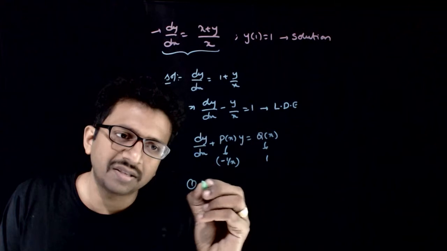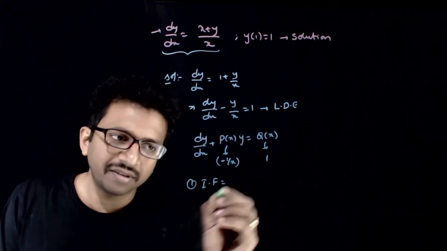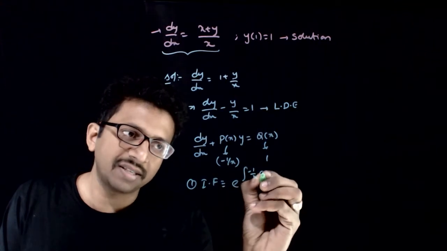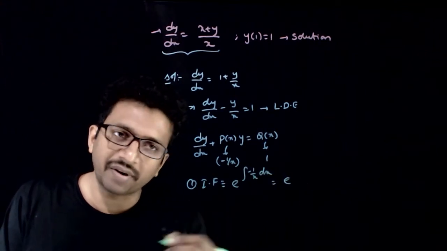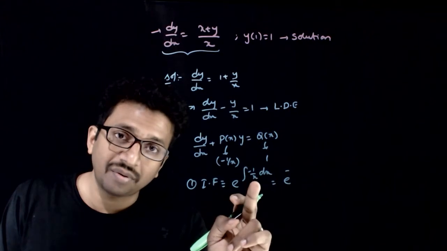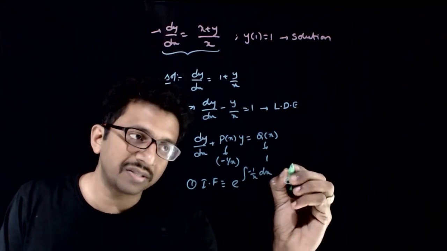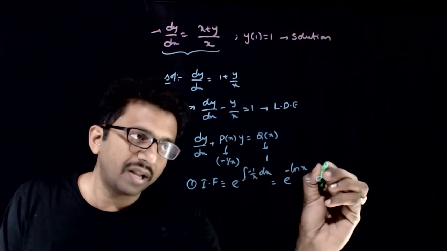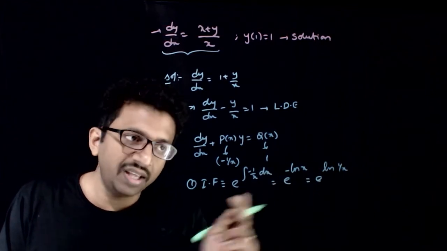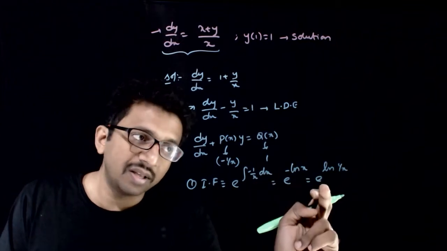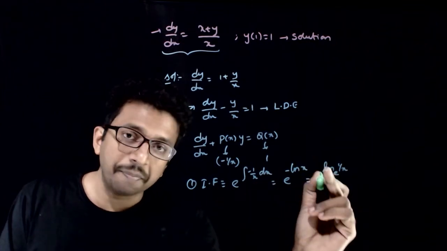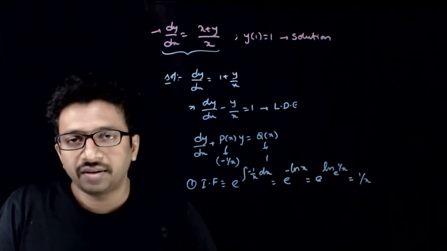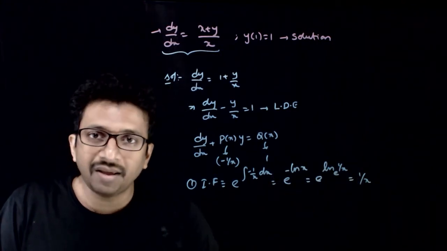The first step is to find the integrating factor. e to the power integral of p(x) dx, that is e to the power integral of -1/x dx, which is e to the power -ln x, that is e to the power ln(1/x). The base of the log is also e, so everything cancels and you get 1/x. So the integrating factor is 1/x.